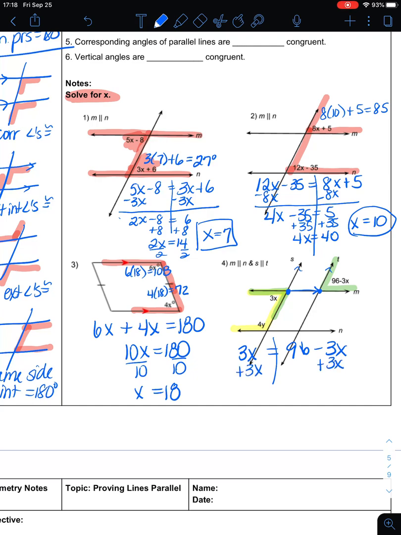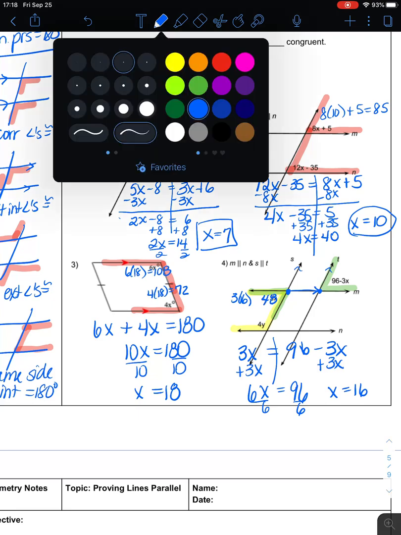So I'm going to move this 3x over here to give me 6x is equal to 96. So 96 divided by 6 is 16. So x is equal to 16. I just divided both sides by 6. So if x is equal to 16, I still have to find y. Don't forget, I still have to find y. So I can do 3 times 16, and I get 48, which means this angle is 48.